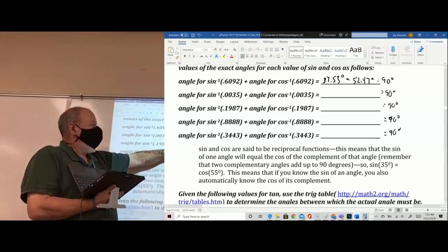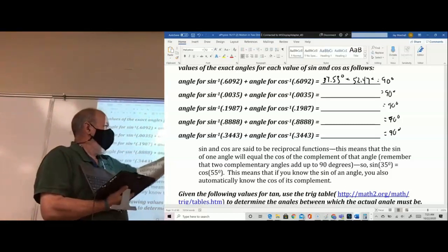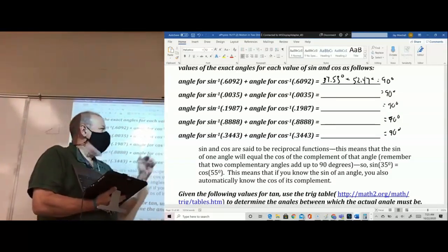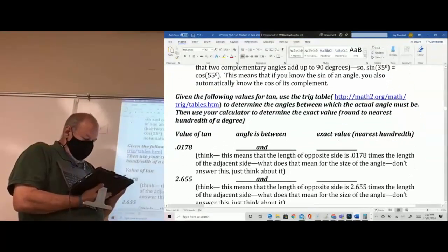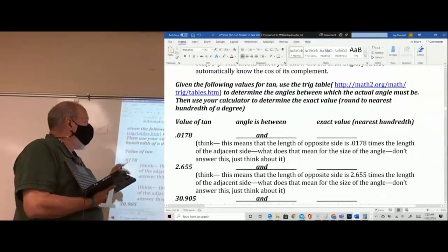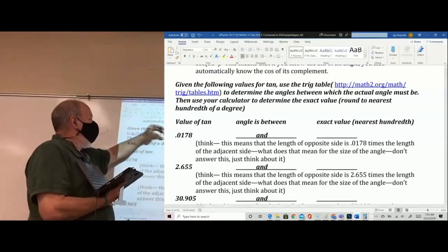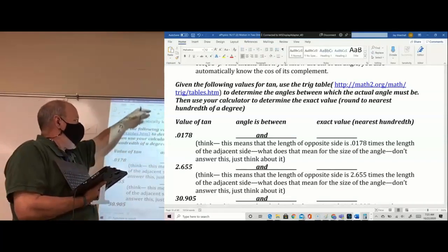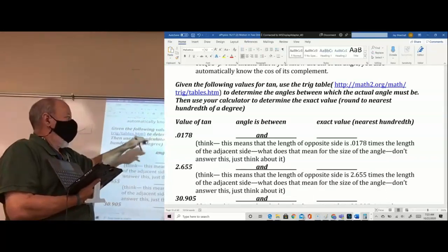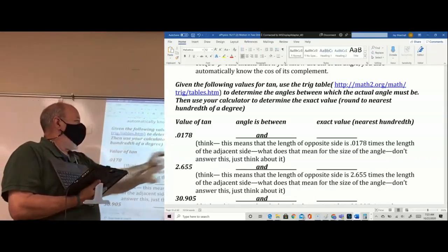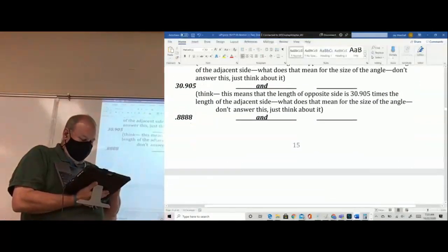So the next thing I'll need you to do is show me that. Go back and find out what those angles are and put those in there and prove that that's the case. And then go ahead and do the same thing for the tangent that you did for the sine and the cosine. Given the following values for tangent, use the trig table to determine the angles between which the actual angle must be, and then find the exact value if you haven't done this already.